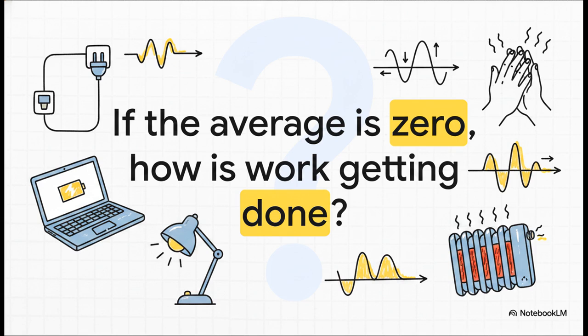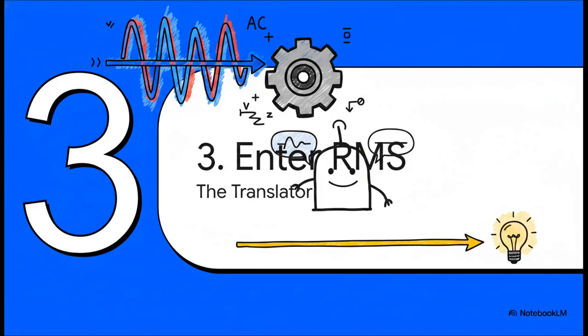It's a lot like rubbing your hands back and forth quickly. The average movement of your hands is zero, but the friction still makes them warm. The energy is very real, which means we desperately need a better mathematical tool than just a simple average to measure it. Section 3, enter root mean square, or RMS.